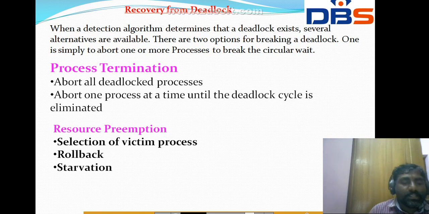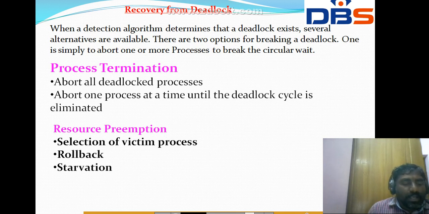So the first one is process termination. In process termination, we are going to talk about terminating all deadlocked processes, and the next one is terminating one process at a time until the deadlock cycle is eliminated. The next one is resource preemption. In resource preemption, we are going to talk about selection of a victim process, rollback, and the next one is starvation.